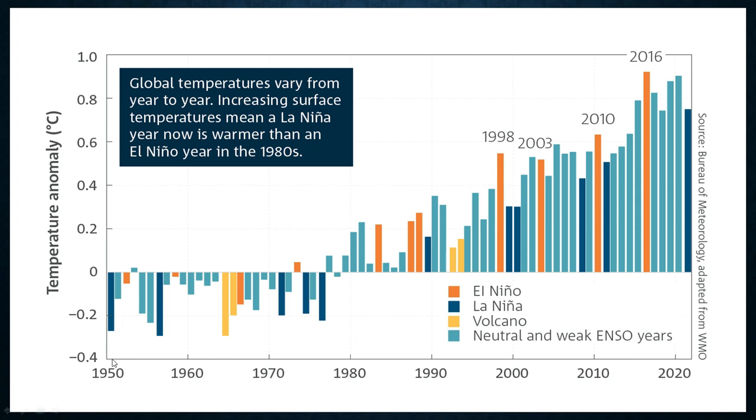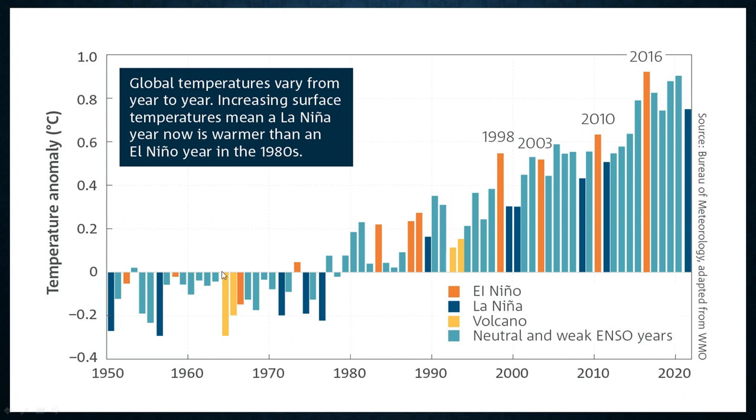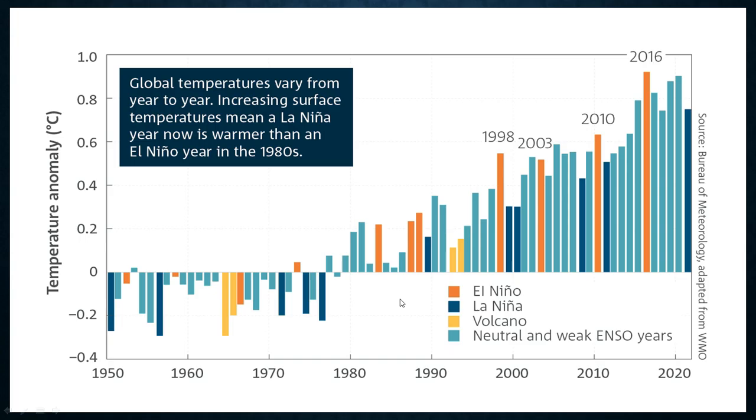But when we started from 1950 to 2010, okay, that's zero. Right? Zero. Let's go back and review. We're looking at 1950 to 2021, and they're looking at 61 to 90 as the standard averaging period. So, wrong way. So basically, the zero line is the 1961 to 1990 average period. And we're going from 50 to 2021.